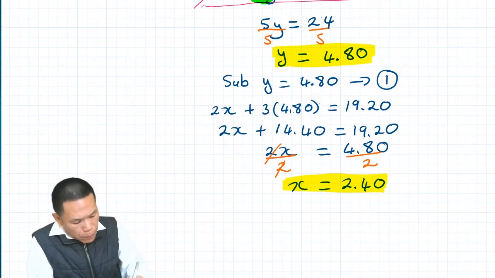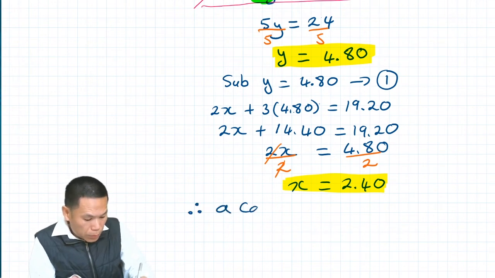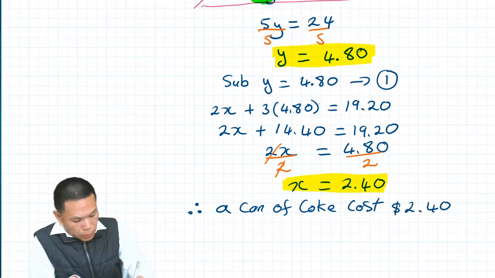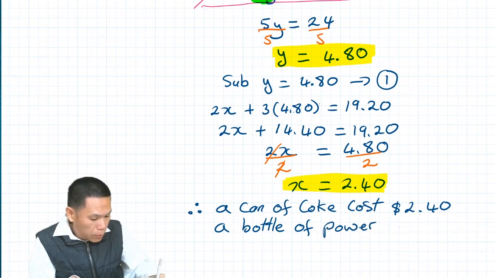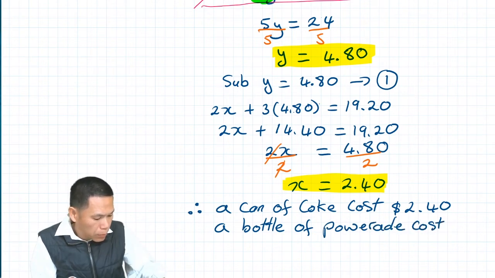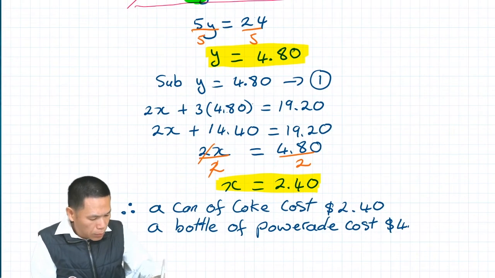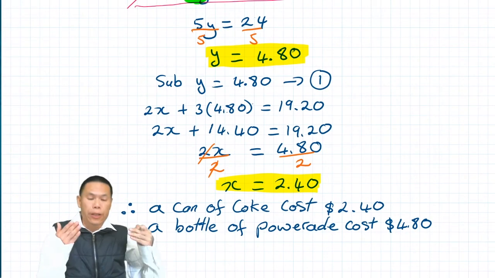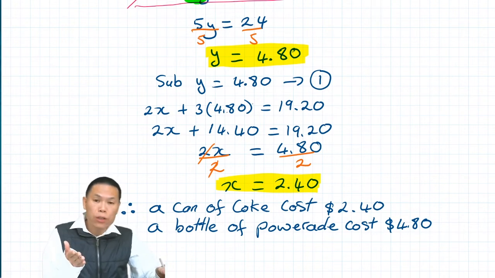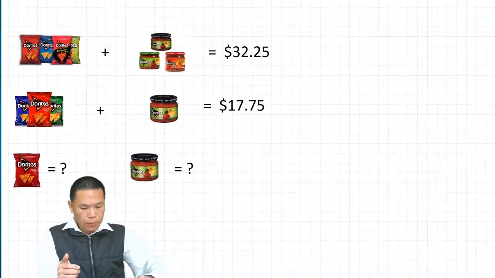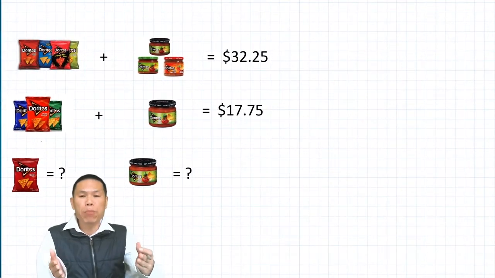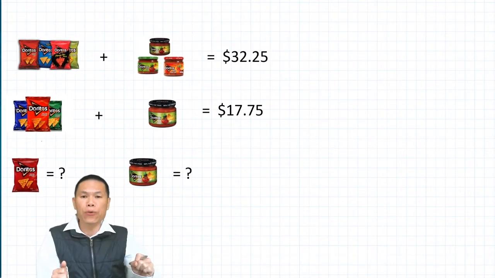So I just write down, therefore, there you go. A can of Coke costs $2.40 and a bottle of Powerade costs $4.80. Now please pause the video and try this one yourself.